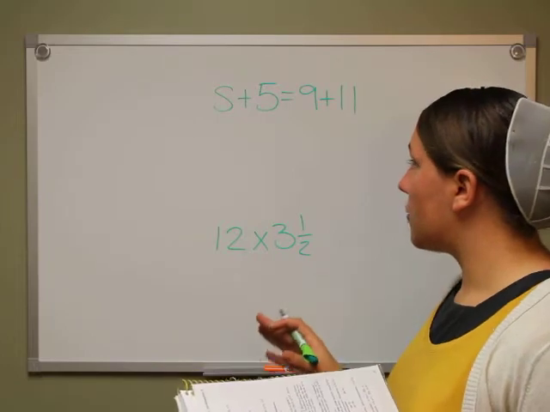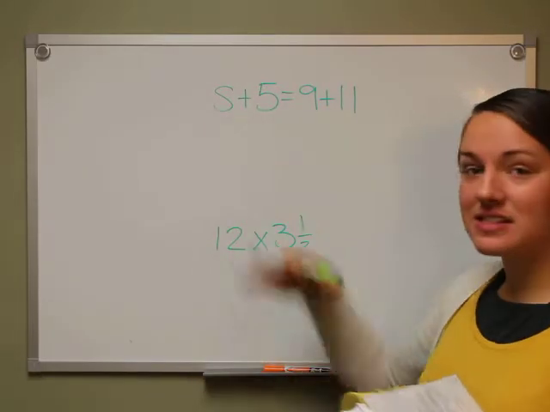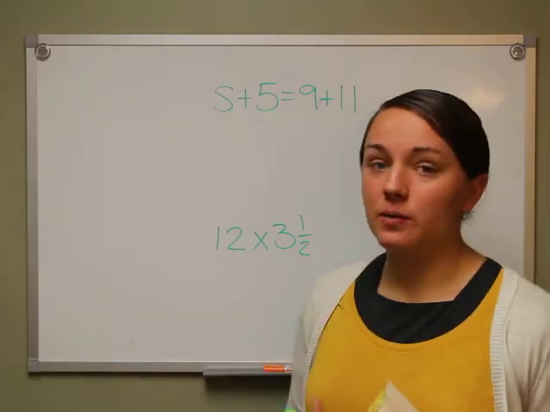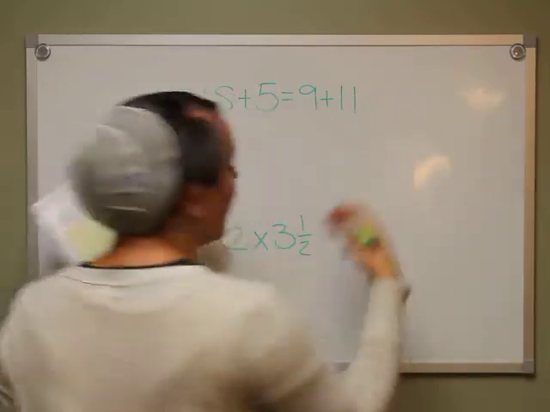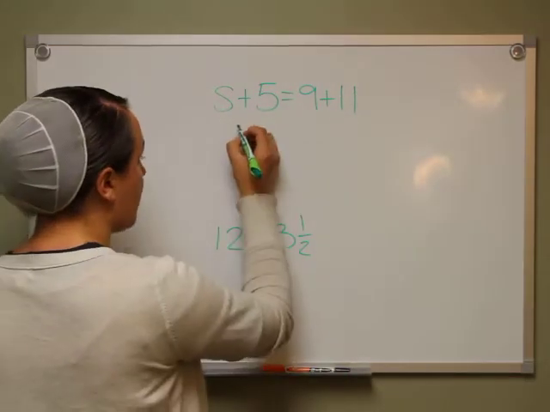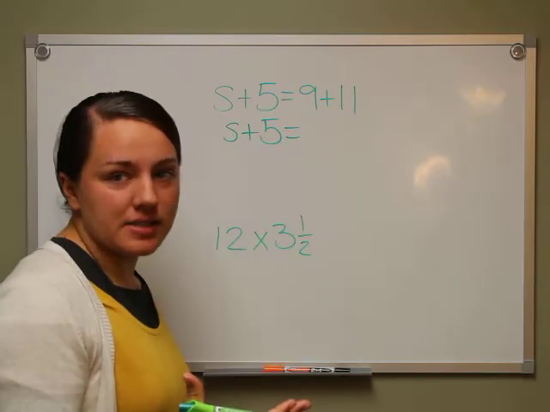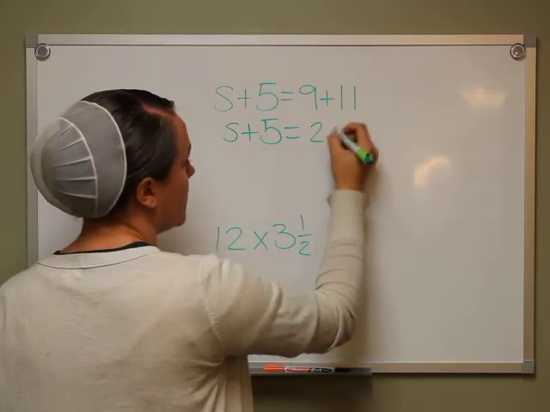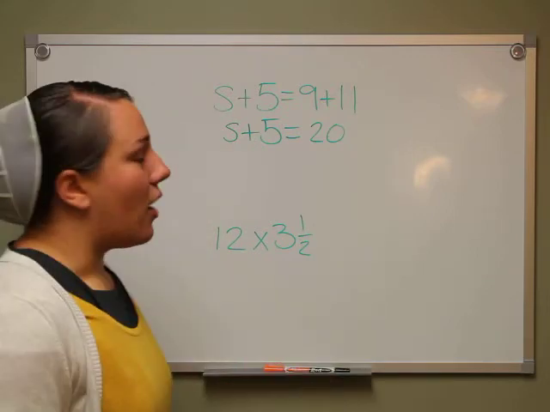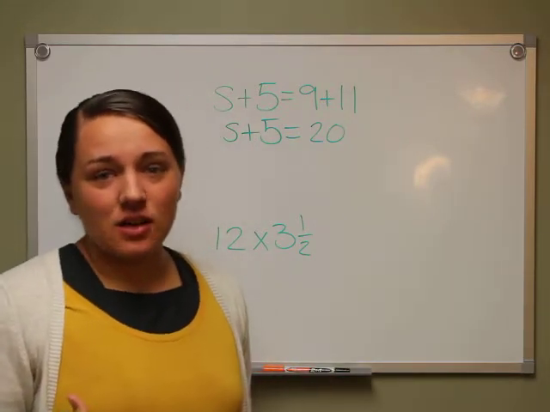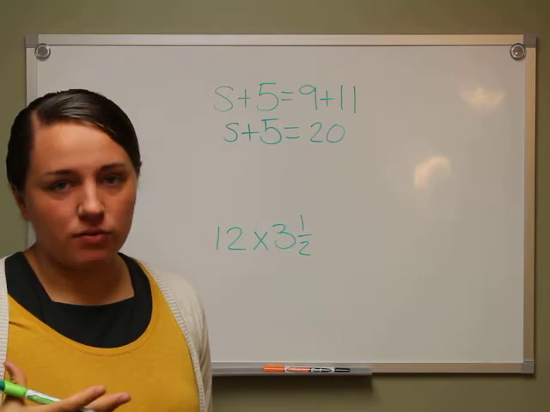So the first step to find out what S stands for is to solve the side that we know. We know what 9 plus 11 is, so we're just going to copy the side over here, S plus 5 equals, and what is 9 plus 11? That is 20.